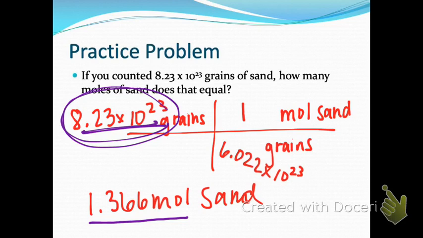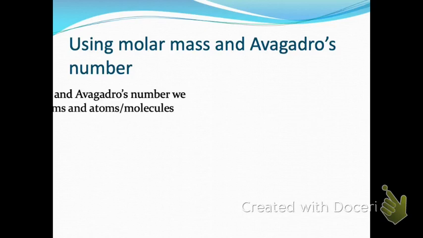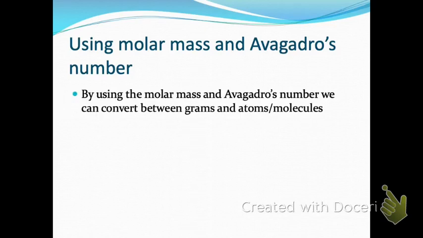Grams will fall somewhere in between. Grams can be all over the place, okay? But moles should be a small number. Grams somewhere in the middle. Atoms or molecules should be huge numbers, okay? So now we're going to look at how we connect all three. How can we go from grams to atoms or vice versa, okay? By using molar mass and Avogadro's number, we can convert between the number of grams of a substance all the way to find out the number of atoms in that sample.